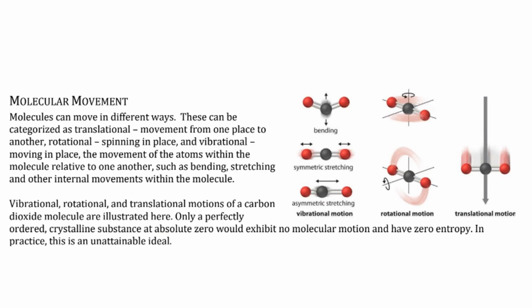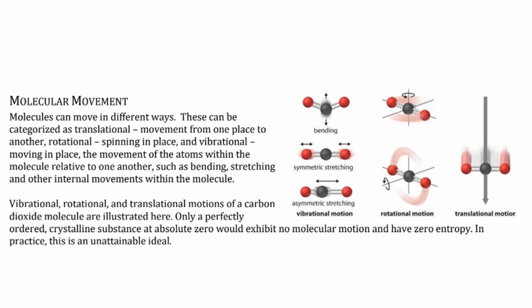Anyway. Molecular movement. Molecules can move in different ways, kind of a transition here. These can be categorized as translational, movement from one place to another; rotational, spinning in place; and vibrational, moving in place. The movement of the atoms within the molecule relative to one another, such as bending, stretching, and all that type of stuff. Vibrational, rotational, and translational motions of a carbon dioxide molecule are illustrated here.